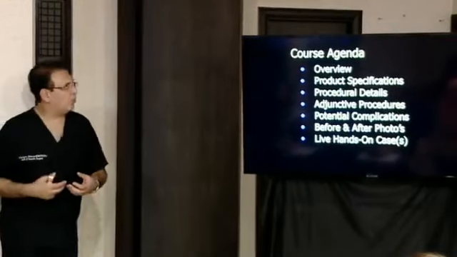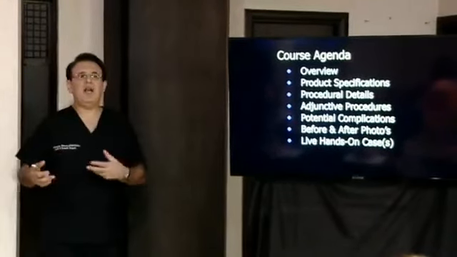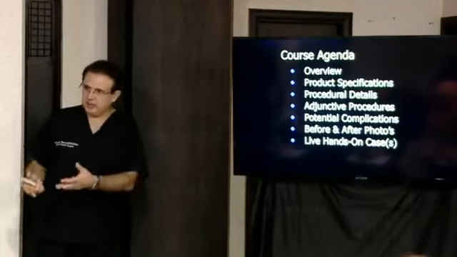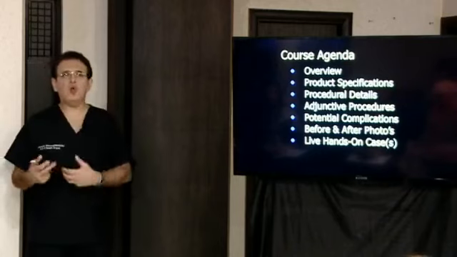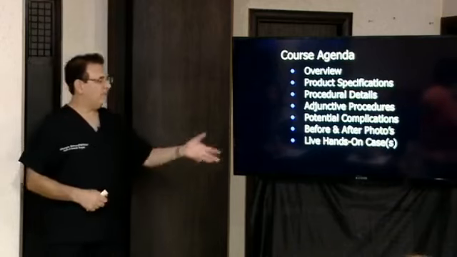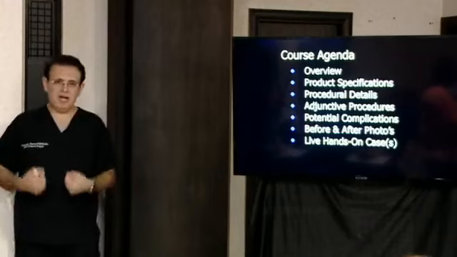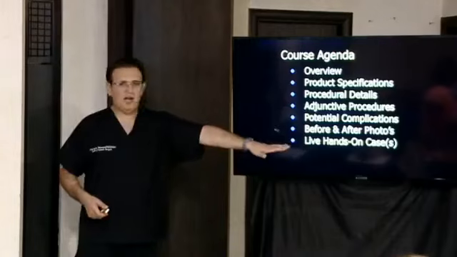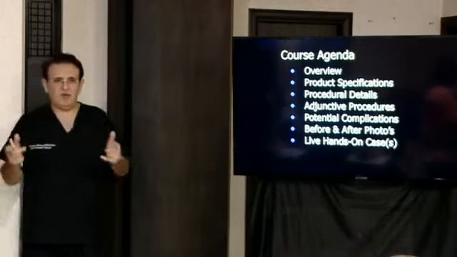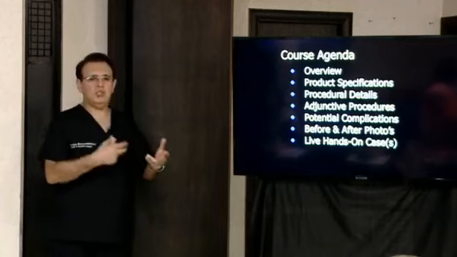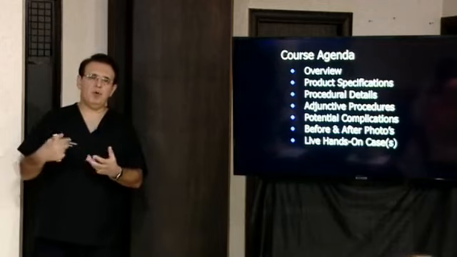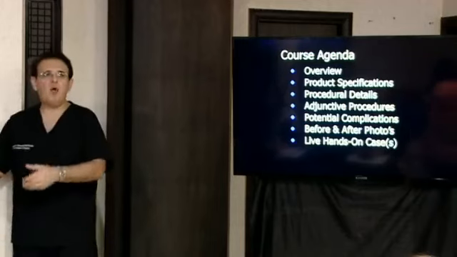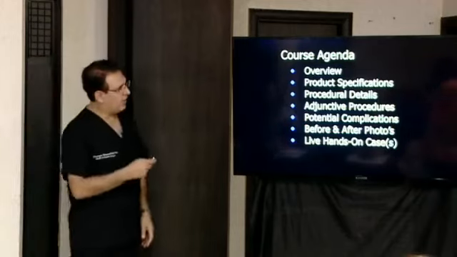We'll talk about the procedural details, some other adjunctive procedures that you can add, we'll just name them, some complications, which is very important, what not to do or how to handle those complications, some before and afters. Some of them are my patients and some of them are somebody else's patients. And then we're going to do the live hand cases, if we have got time. We will also go through the intravascular complications, not how to treat them, but how to avoid them, and we're going to talk about that.